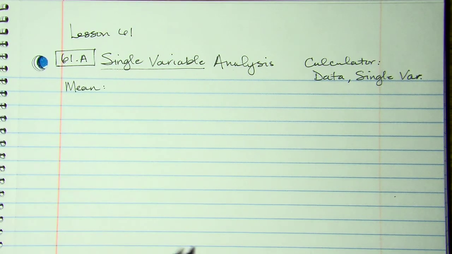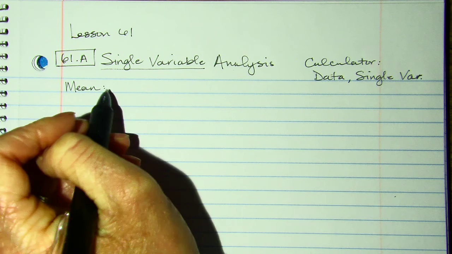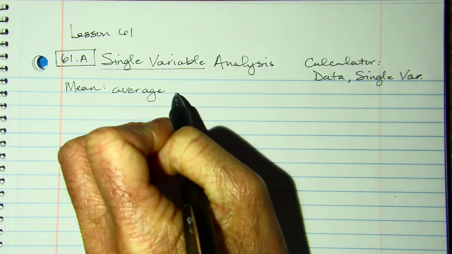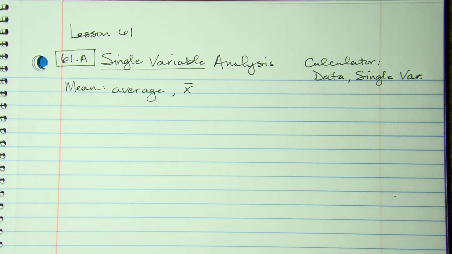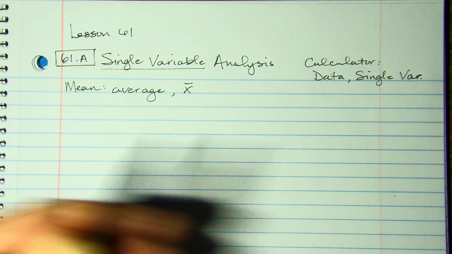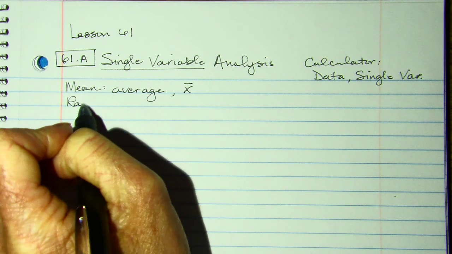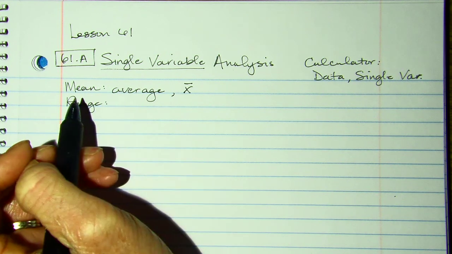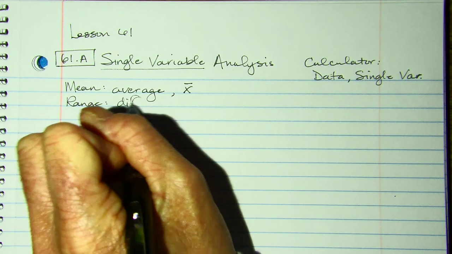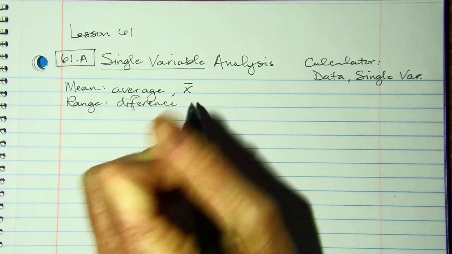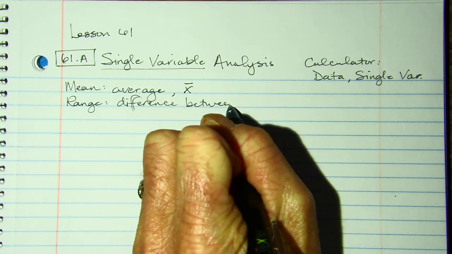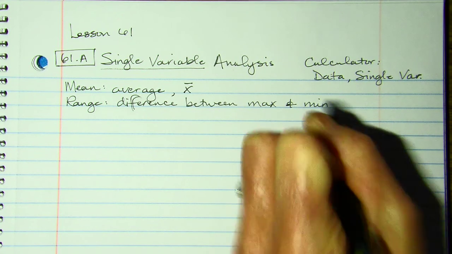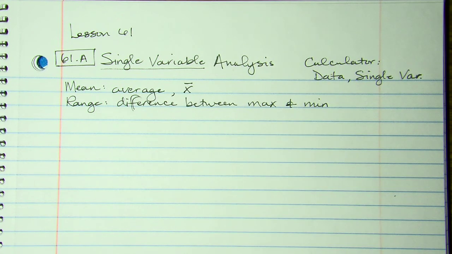The mean, I'm sure you guys remember how to do the mean. The mean is simply the average. And it's really important you can recognize this symbol because that represents mean. Next is our range. That is the difference between the max and minimum data point, so the largest minus the smallest number.